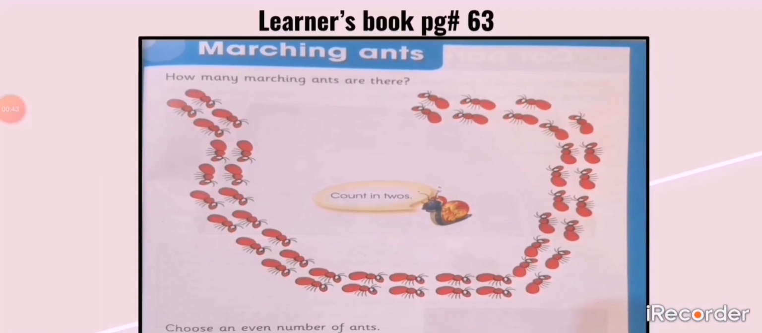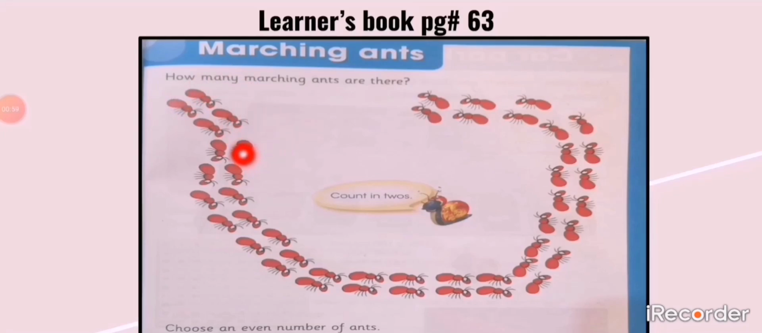First we'll count these ants in twos. So we need the 2 times table. First we make the group into groups of twos. They are already in pairs. 2, 2, 2, 2, 2. Let me count in twos. 2. So count with me please.